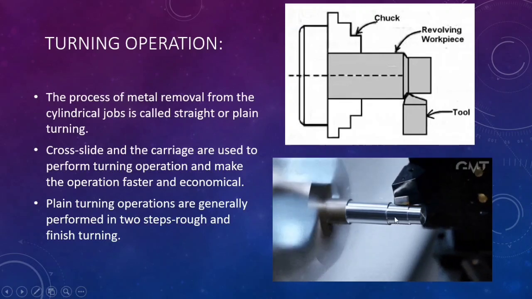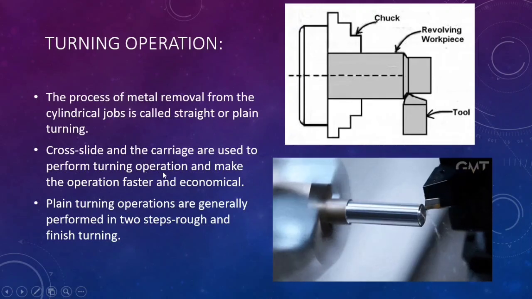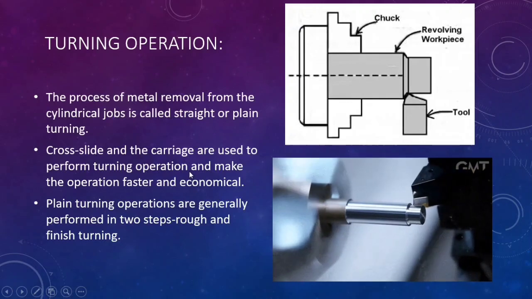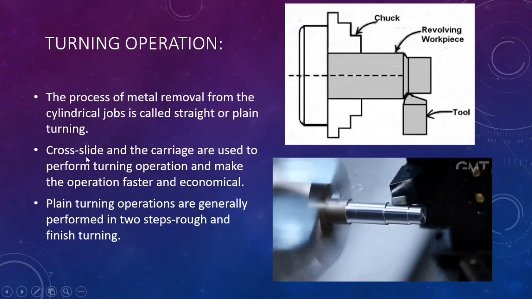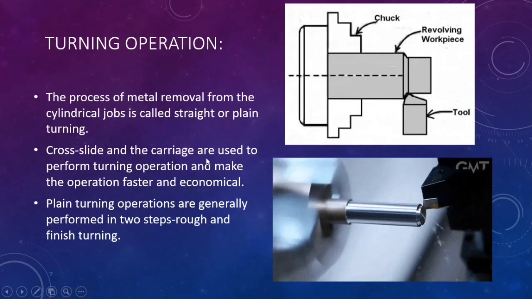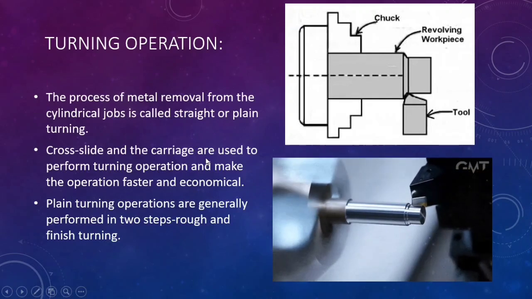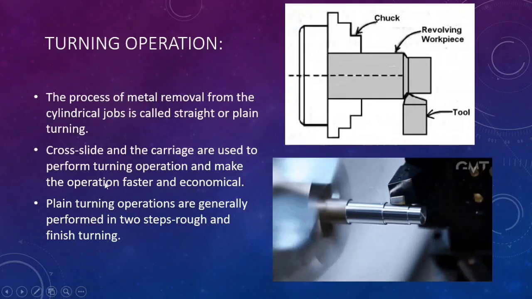The tool is moving parallel to the direction of the axis of rotation. The cross slide and the carriage are used to perform the turning operations. Here, the cross slide is very important, and so is the carriage. The cross slide is used for feeding, and the carriage is used for the direction. If you want to give the direction parallel to the axis of rotation, that can be done with the carriage. This makes the operation faster and economical.